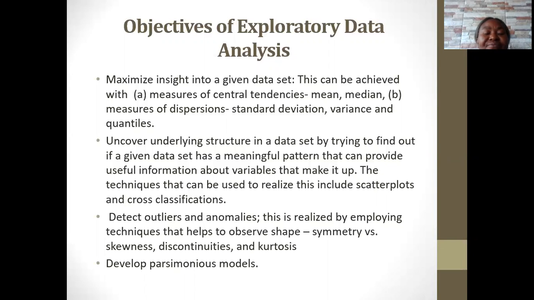Another objective is to uncover outlying structure in a data set by trying to find out if a given data set has a meaningful pattern that can provide useful information about variables that make it up. The techniques that can be used to realize this include scatter plots and cross-classifications.